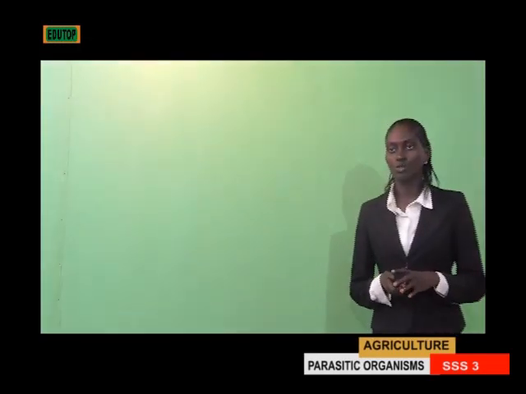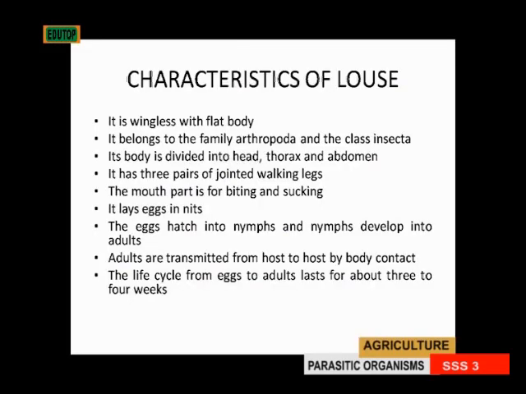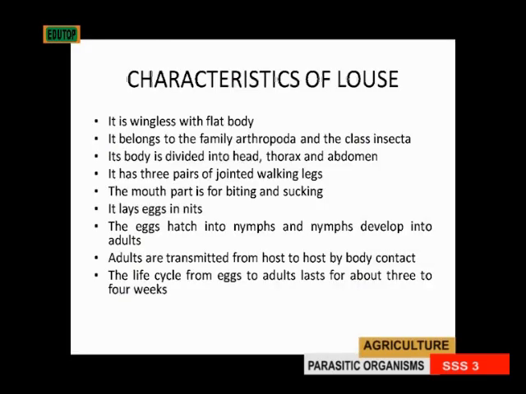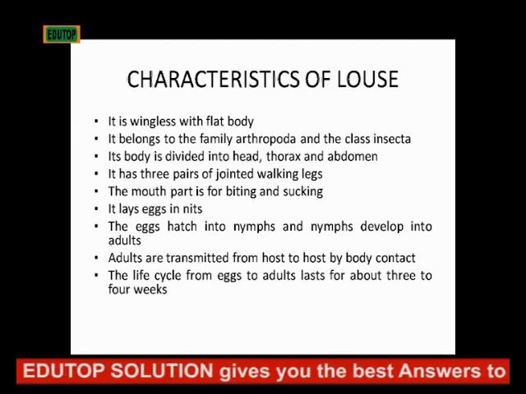The next one is lice. That's characteristics of lice. The singular of lice is louse. It is wingless with flat body. It belongs to the phylum Arthropoda and the class Insecta. The body is divided into the head, the thorax, and the abdomen. It has 3 pairs of jointed walking legs. The mouth part is for biting and sucking.